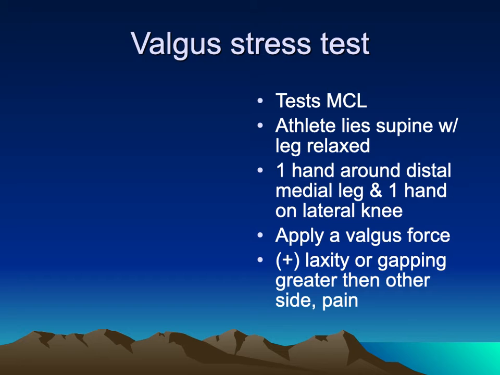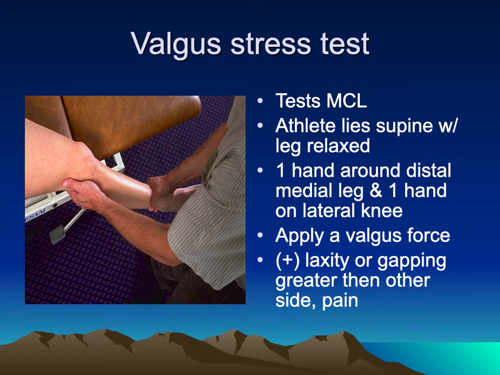Our next special test is the Valgus stress test. This is for the MCL. So we have the athlete lying supine on the table, leg is relaxed. We got one hand around the distal medial leg and one hand on the lateral knee, and we apply a valgus force, or we're trying to abduct, pull away from the midline. The positive test is laxity, or more than the other side. Again, pain is another positive sign. So we push and pull there. We're not really pushing into the MCL, but we're pulling the lower leg.